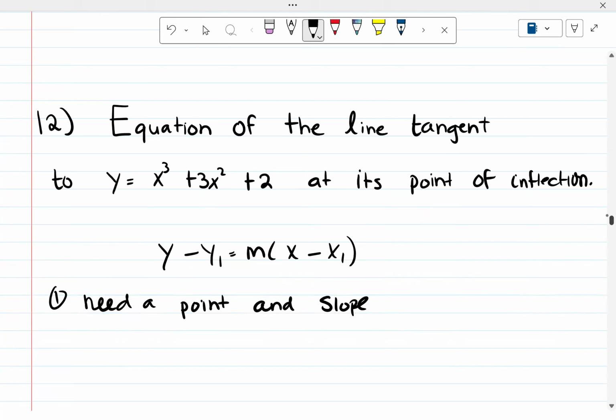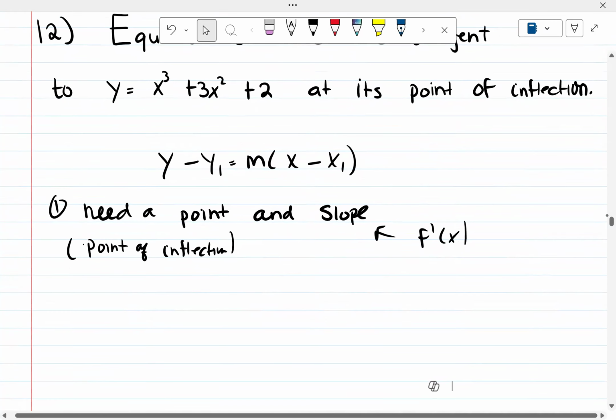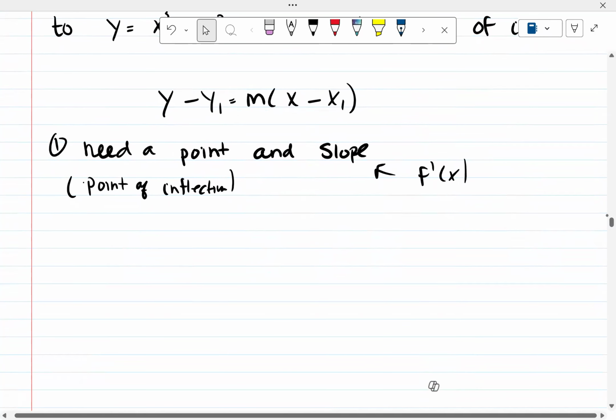When I say point, we need the point of inflection. That's part of the problem, the point of inflection. So we need a point of inflection, and we've got to find the slope. So basically, you've got to find f prime. So what should we find first? Let's find the point of inflection. So how do you find the point of inflection? You basically take the second derivative, set that to 0, and solve for x.